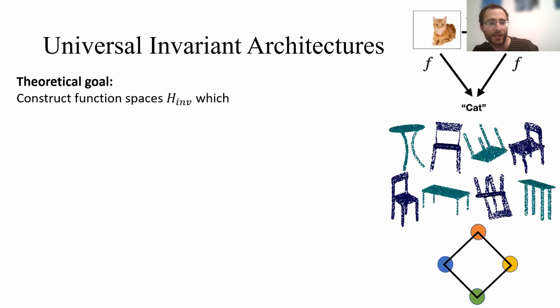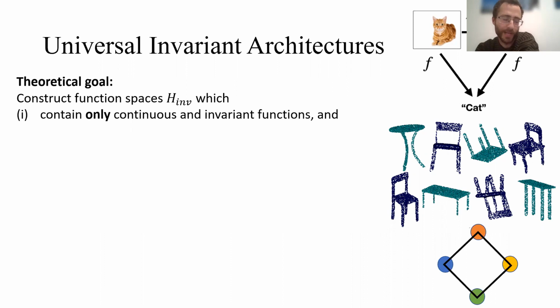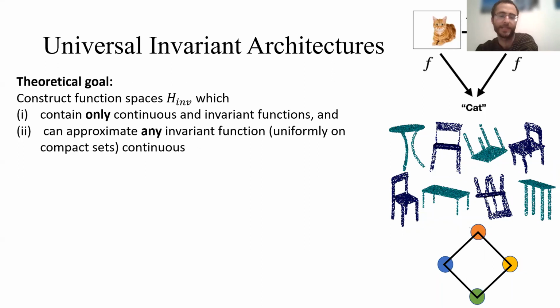What I want to talk about is some math behind it, which also gets discussed a lot in these papers. You can think of the goal as a universal invariant architecture. We have some group whose symmetries we want to preserve. We have some function space which contains continuous invariant functions, and we'd like it to be able to approximate any invariant function. That would be our goal.